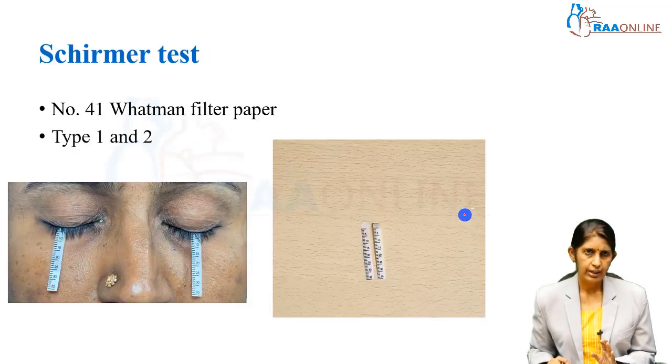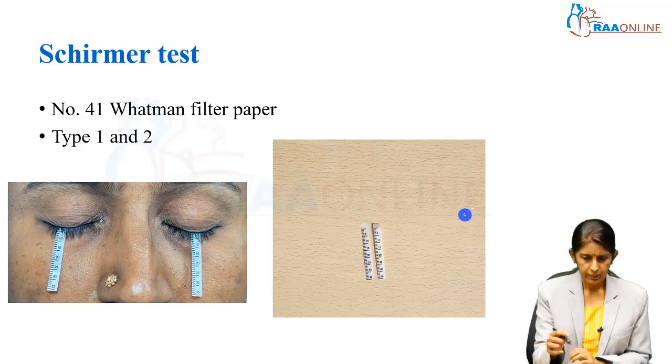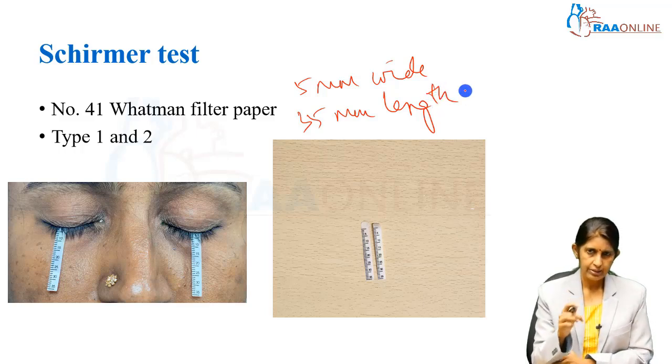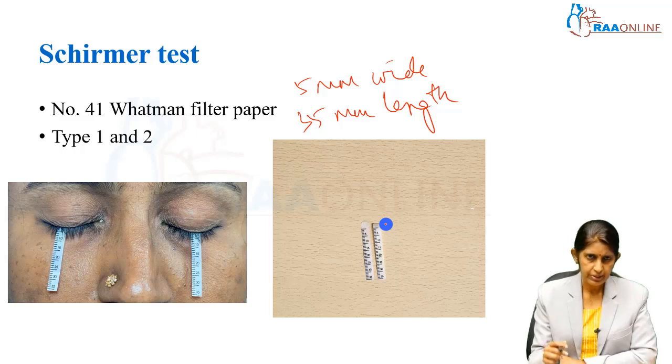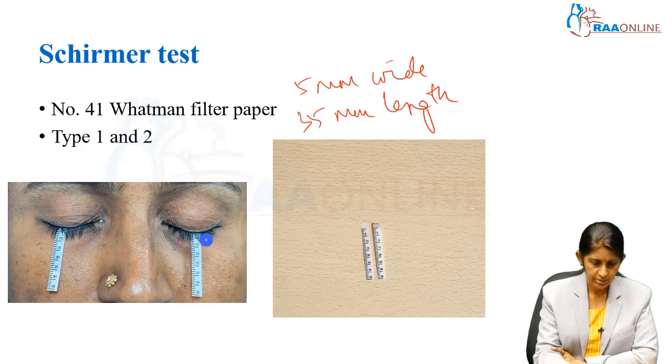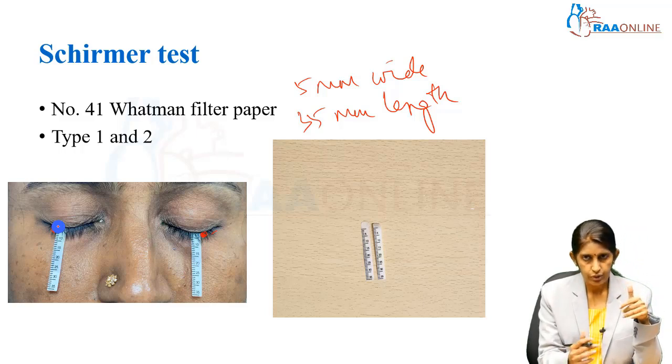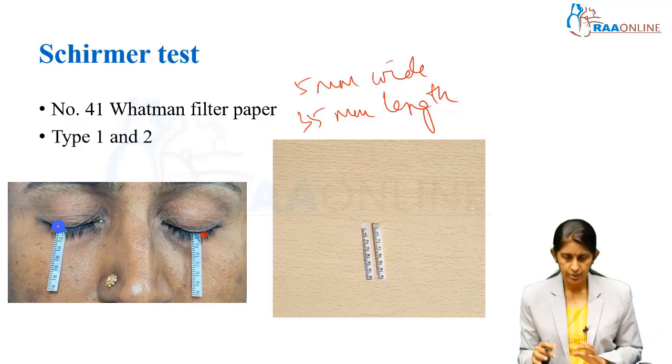The next test to indicate production, a very, very useful, frequently done test, is called the Schirmer test. Schirmer's test is done with number 41 Whatman filter paper. It is about 5 millimeter wide and 35 millimeter in length. So this Whatman filter paper is bent at 5 millimeters and you place it in the patient's eye, usually at the junction between the lateral third and the medial two-thirds. Around this area you need to keep the Schirmer's strip, and you watch out. After 5 minutes you take it out, and if the wetting is less than 10 millimeter, again you know that there is dry eye. So this is how we read it off.